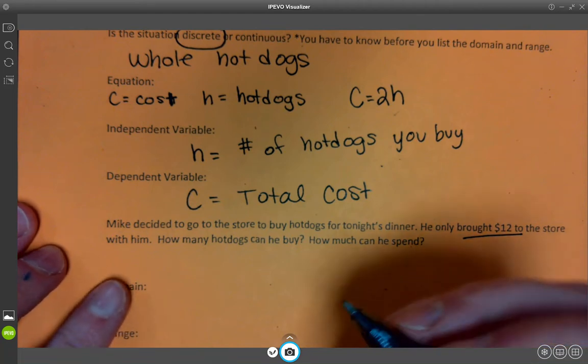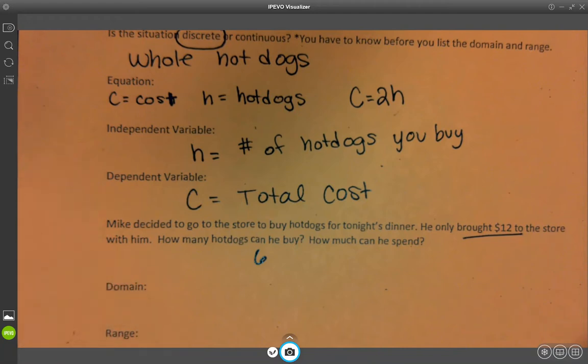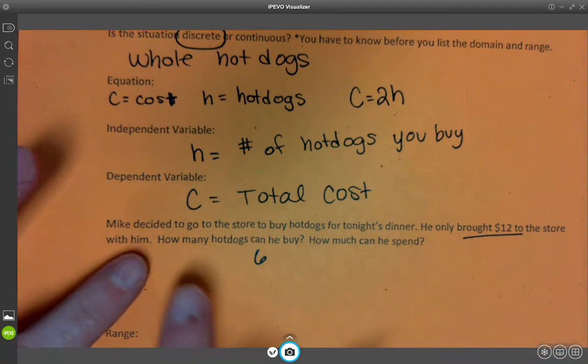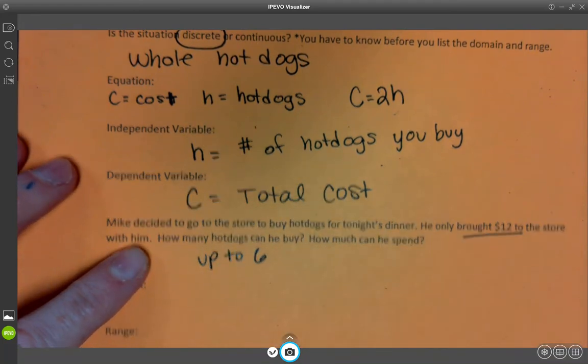6. Can he buy 5? No. I mean, yeah, and he'd have leftover money. Can he buy 4? Yes. Can he buy 3? Yes. 2? Yes. 1? Yes. 0? No. He can say, I decided not to do hot dogs, I'm going to do hamburgers instead. But he could just say, I don't want any. So he can buy up to 6.